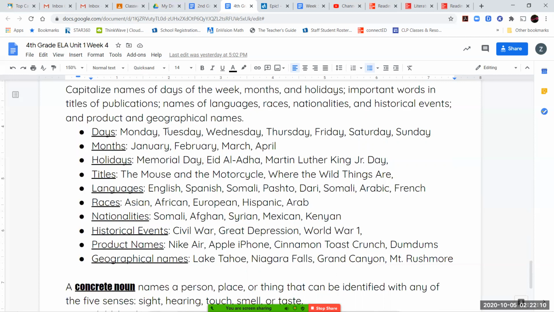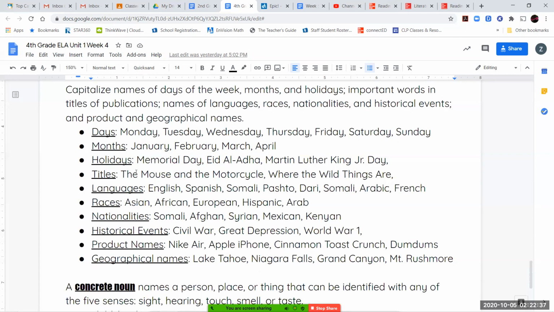The months of the year, all of those begin with a capital letter, January, February, March. Any holidays, Memorial Day, Eid al-Adha, Martin Luther King Jr. Day, all of those have capital letters in them because they're the name of a specific holiday. Now, when we're talking about titles, like titles of books, we capitalize the first word and all of the other important words in the title.